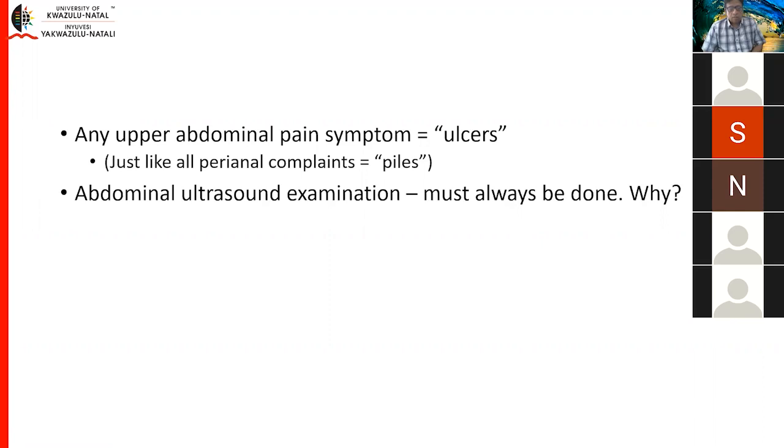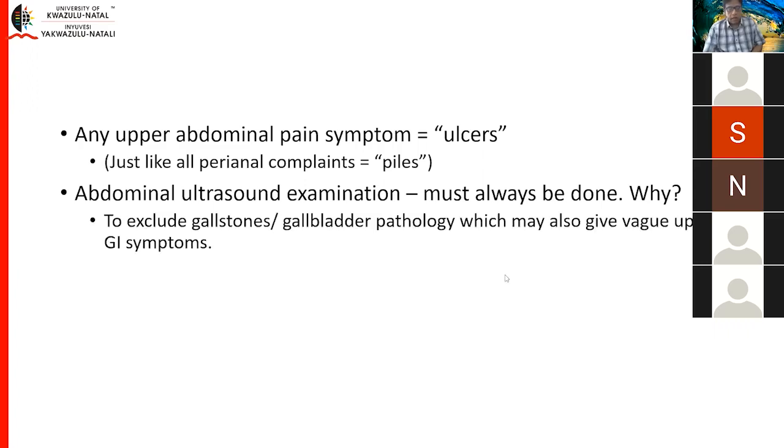Biliary pathology can also be around the epigastrium. Yes, exactly. So it's gallstones or any gallbladder pathology that can present with upper epigastric or upper abdominal pain. And it's very important to exclude this because the patient may not, in fact, have ulcers, even though someone told them they've probably got ulcers, or they believe that they have ulcers. And in fact, they have gallstones. And the treatment for gallstones is obviously completely different to that of peptic ulcers. And it's important to always exclude gallstones.